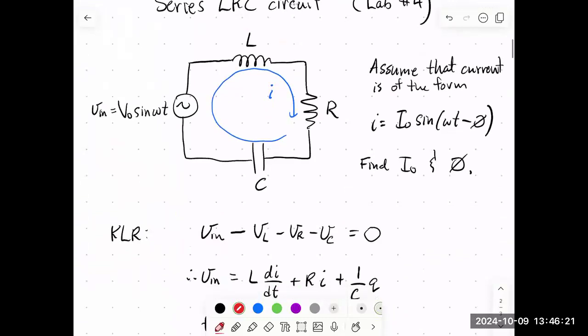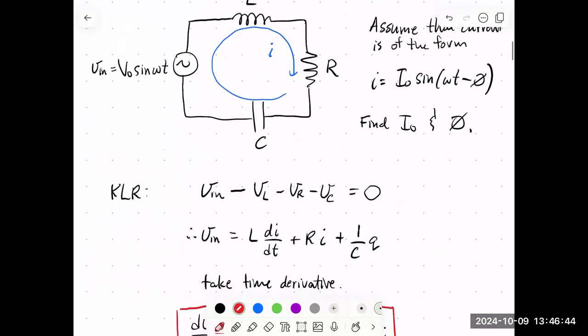We started by drawing our circuit, and we said, look, I know that the current is going to have the same frequency as the signal generator, the function generator, but there'll be some phase shift. So my job is to find the amplitude and phase of this current. The way we did it is we started with the most fundamental techniques we have for analyzing circuits. It's just a Kirchhoff loop rule. And that happened to lead to a differential equation.